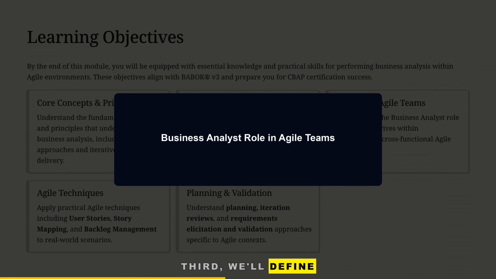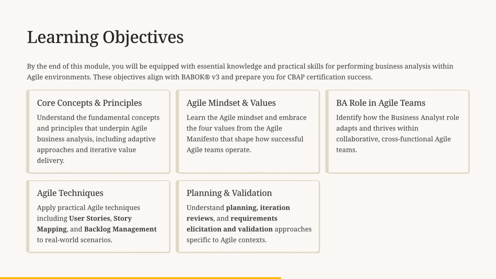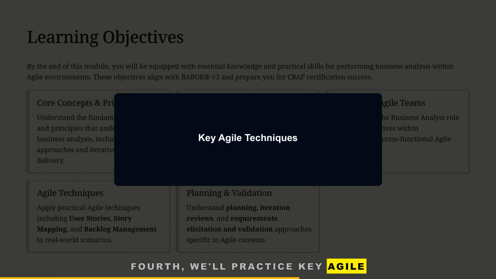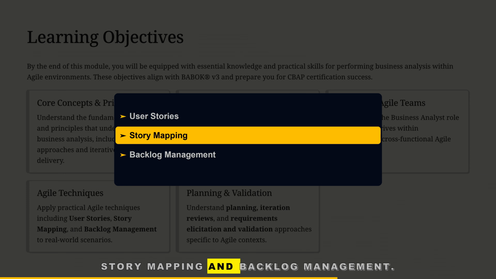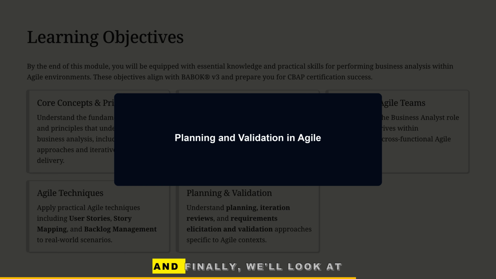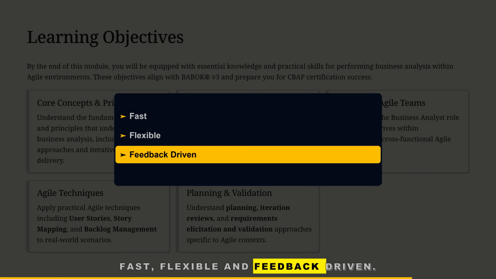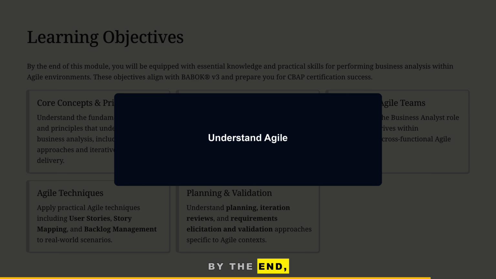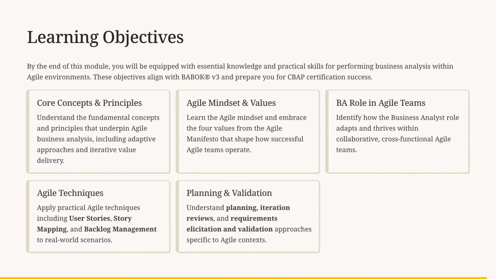Third, we'll define the role of the business analyst in Agile teams and how it's very different from traditional waterfall environments. Fourth, we'll practice key Agile techniques like user stories, story mapping, and backlog management. And finally, we'll look at how planning and validation work in an Agile setting: fast, flexible, and feedback-driven. By the end, you won't just understand Agile, you'll be able to speak its language confidently in real-world projects.